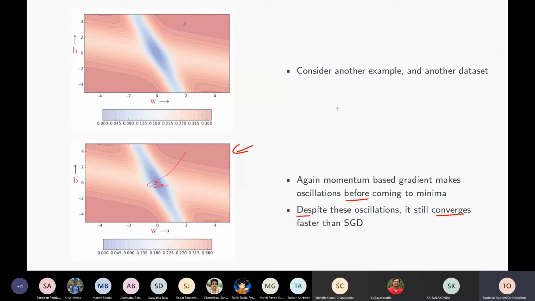If you are on a bowl-shaped curve and you throw a ball, the main idea of the momentum-based method is that you are using the momentum. You let the ball fall, it will go here, and then it will overshoot. But then the gradient method will make it come back, and then it will overshoot again. You will see that it will go like this and then finally it will settle. So that's the problem with the momentum based method.